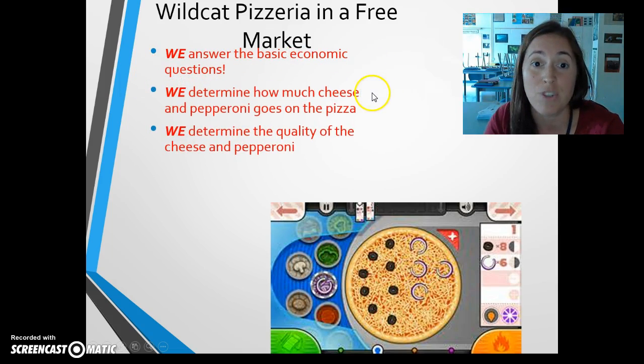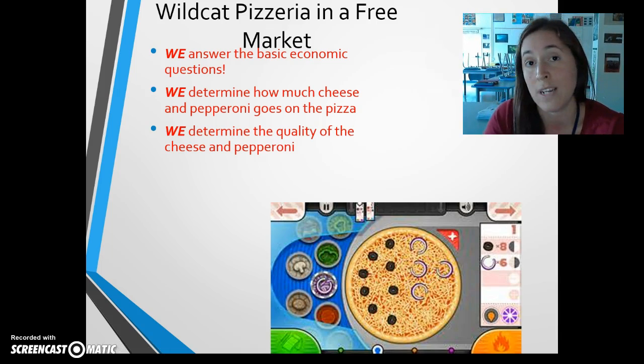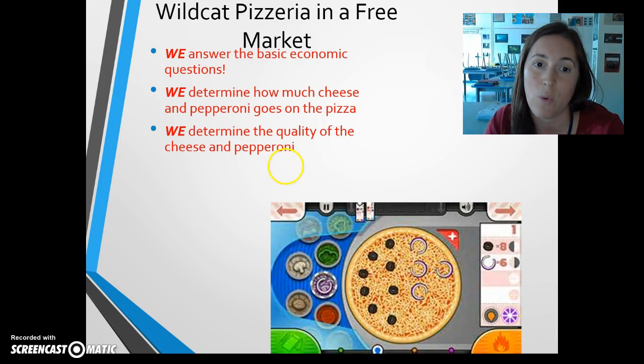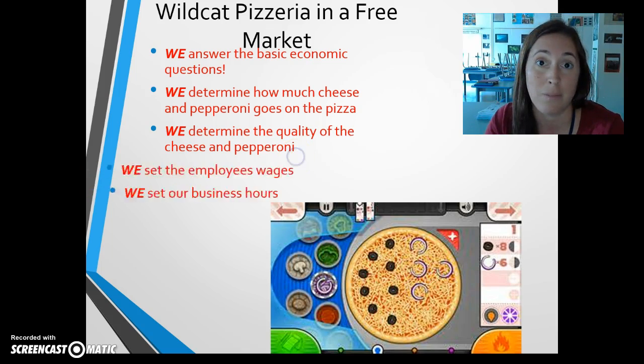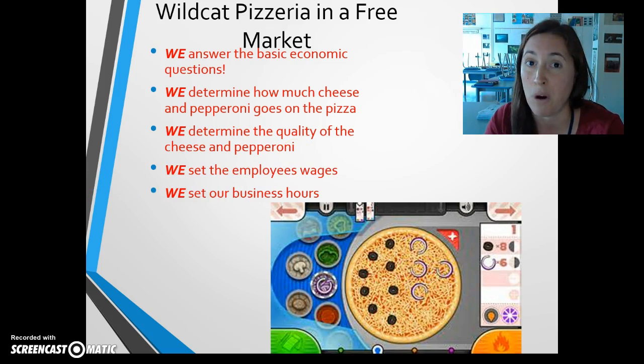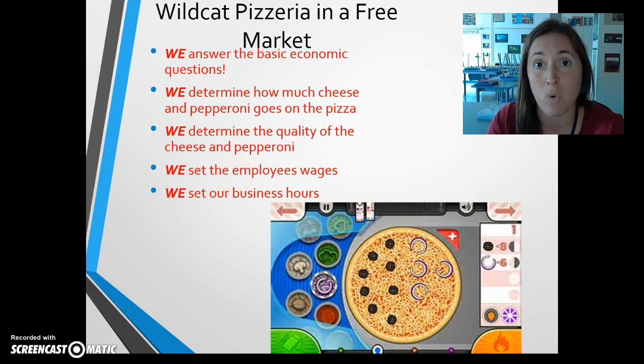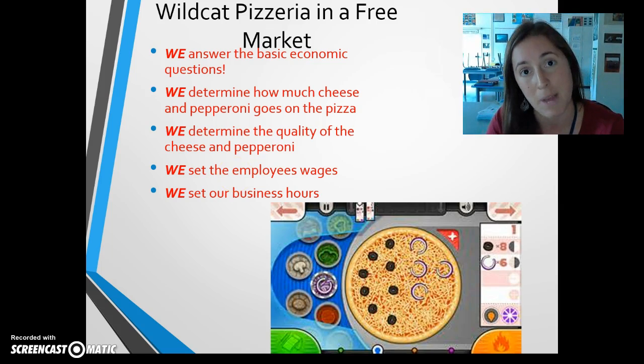We would determine how much cheese and pepperoni goes on the pizza. Doesn't matter if it's a lot or a little, we determine that. We determine the quality of the cheese and pepperoni. Doesn't matter if it's great quality or very poor quality, because that's my choice. We set the employee wages. It doesn't matter if I pay somebody $15 an hour or 50 cents an hour. That's my choice. And we set our business hours. So I could be open at 5 in the morning. I could be open at 2 in the afternoon. It doesn't really matter. It's my choice.